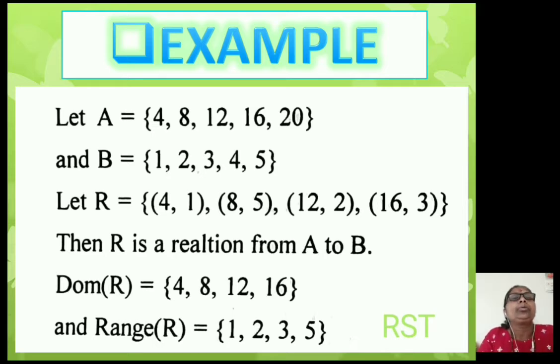Here, domain of R, we have defined as the first components of ordered pairs. So domain of R equals the set {4, 8, 12, 16}. And range of R, we have defined as the second components of ordered pairs. So range of R equals the set {1, 2, 3, 5}. These are the second components of ordered pairs. It is denoted by range of R.